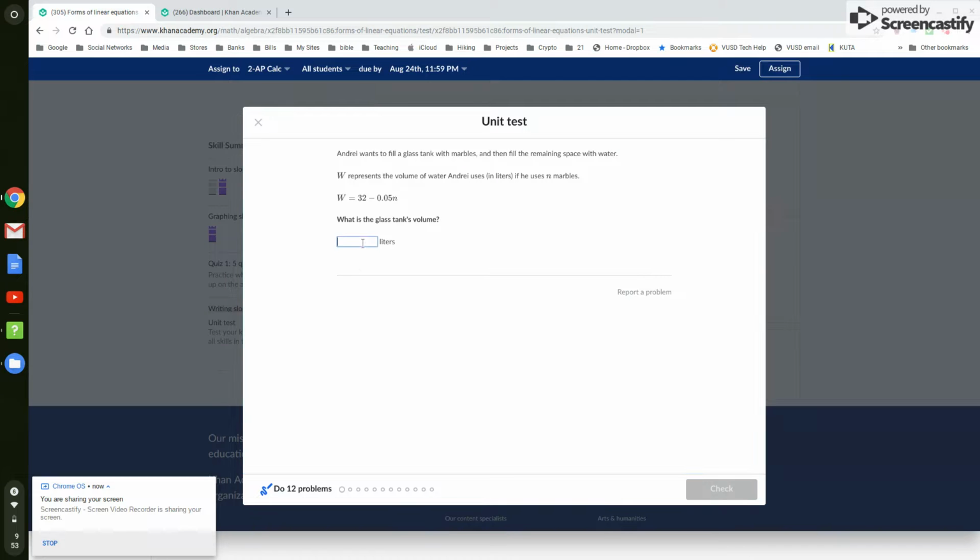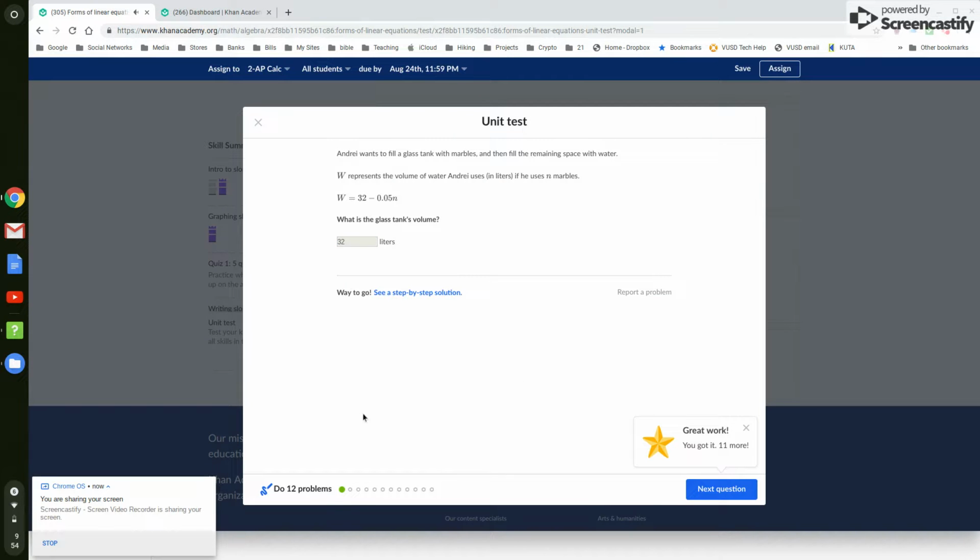I've done this one with you guys lots of times. The answer is 32. It's 32, by the way, because if you're looking here, you can see that this equation is basically saying the volume of the tank, or the volume of water, equals 32 minus 0.05 for every marble. Well, if we're starting at 32 and then we're taking away volume every time we add a marble, then 32 must be the initial volume of the tank, right? Before we add any marbles. So I think the tank's volume is 32.